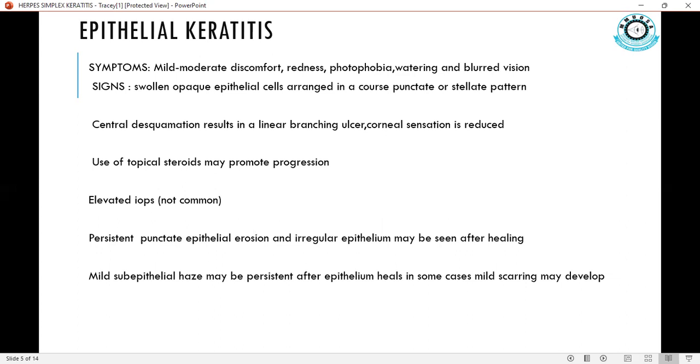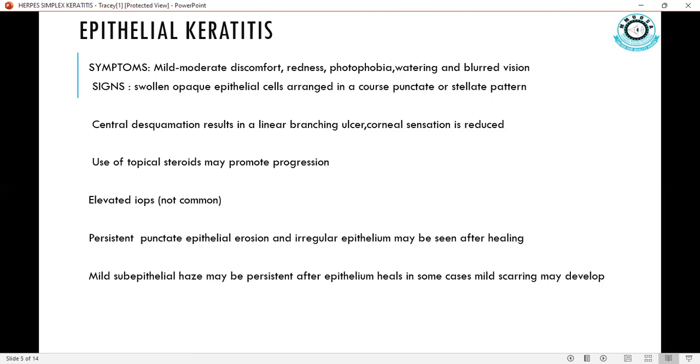I hope that you all know the layers of the cornea, the 5 layers of the cornea, from the epithelium. So HSV usually affects the epithelial layer, the stromal layer, and the endothelial layer. So in the epithelial layer, it's usually associated with active virus replication.